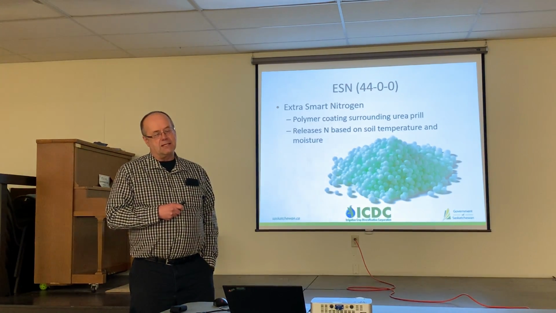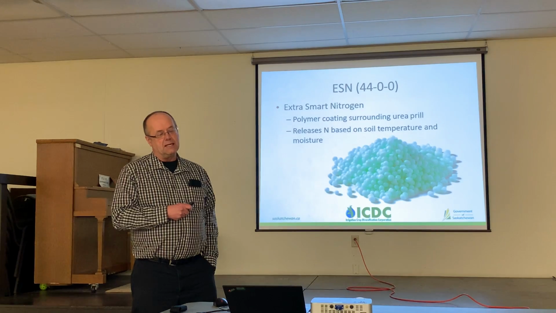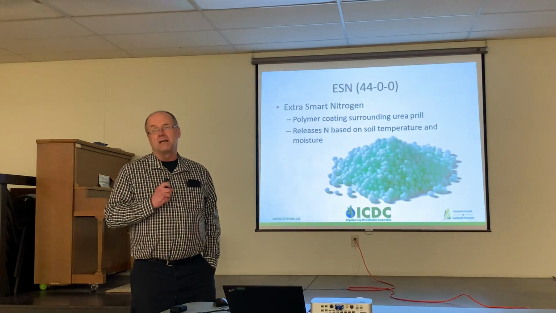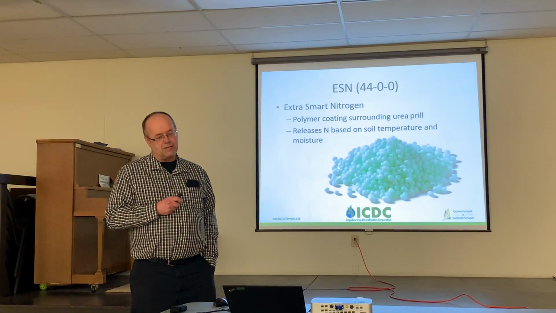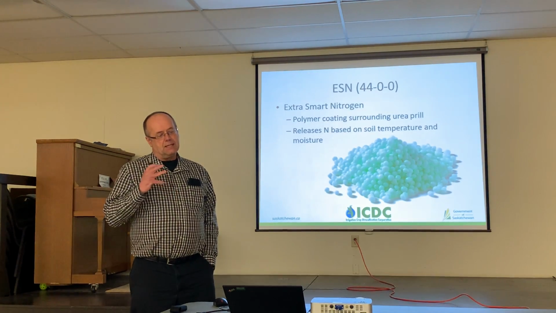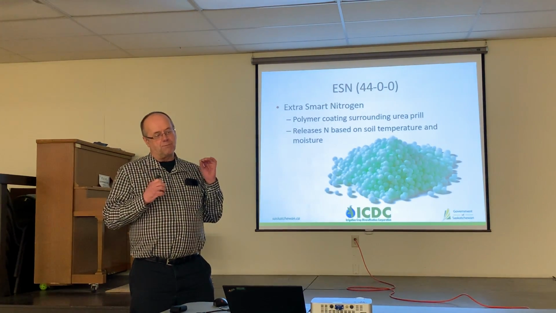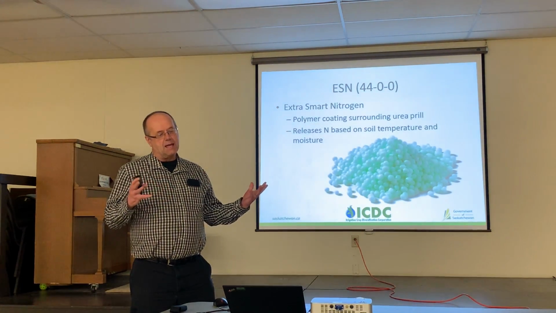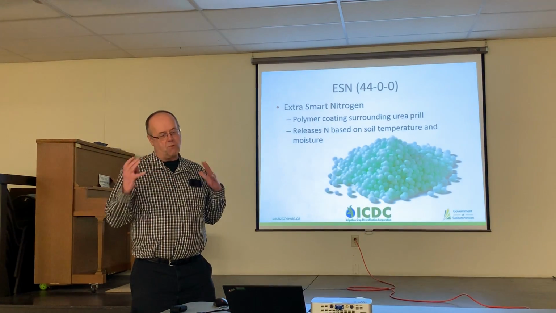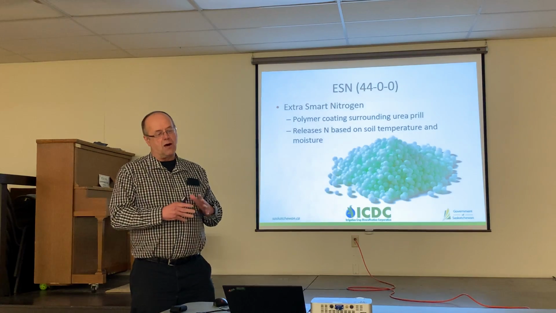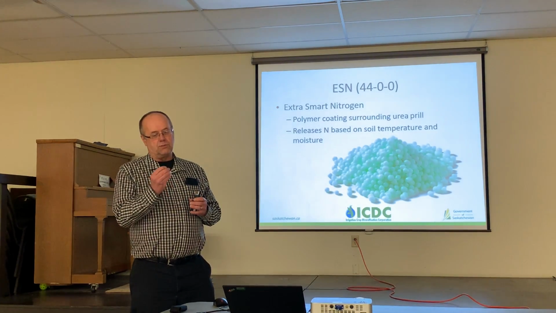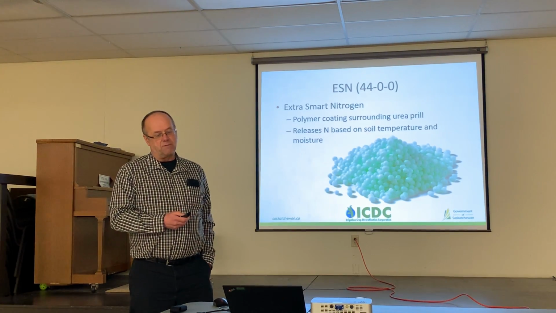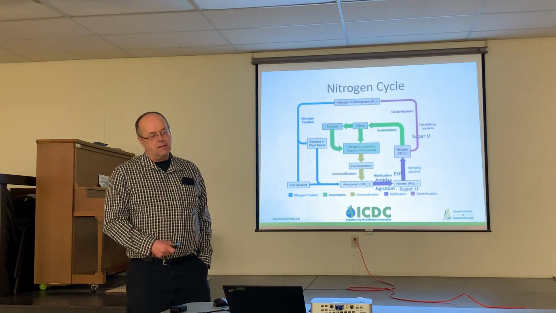Another enhanced efficiency product is ESN, Extra Smart Nitrogen. It's a little bit lower in N content because of the weight of the coating that protects the urea prill, and that polymer coating prevents the urea from absorbing moisture. When it's warm enough and moist enough, it's going to allow the urea in that prill to dissolve and move out into the soil and become available for transformation and become available to plants.